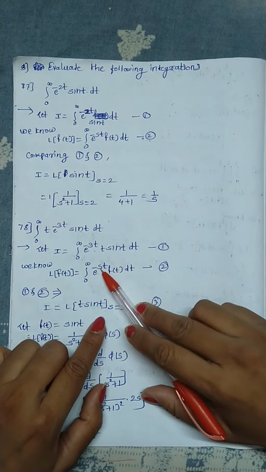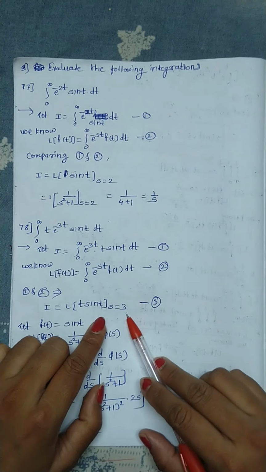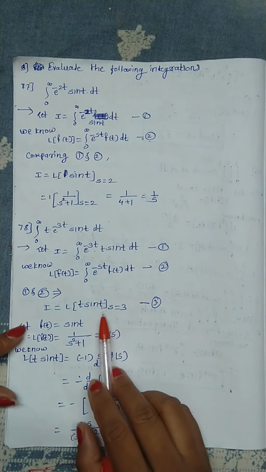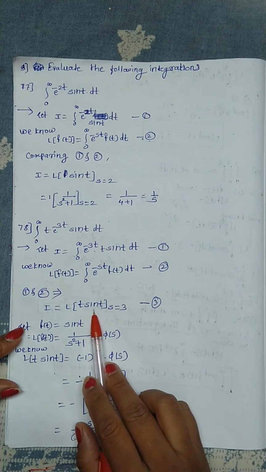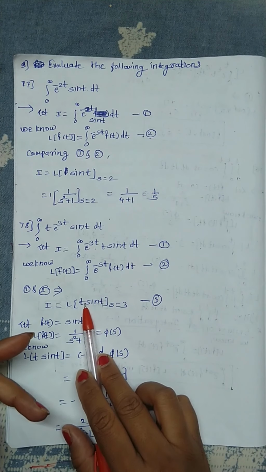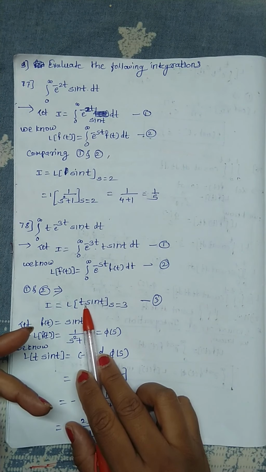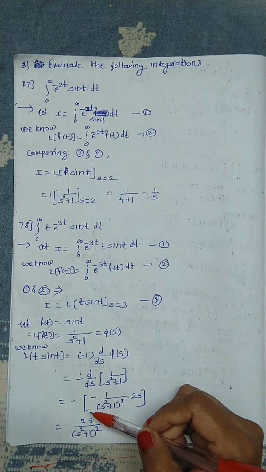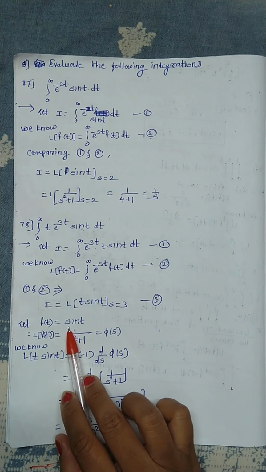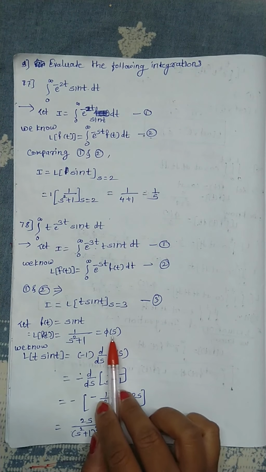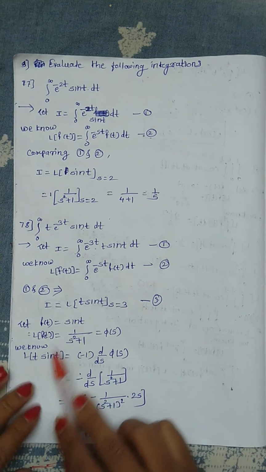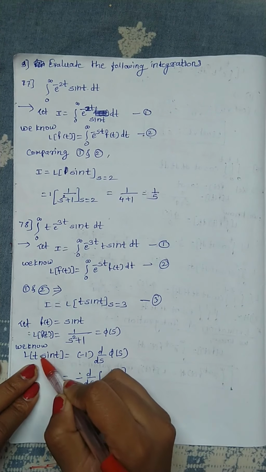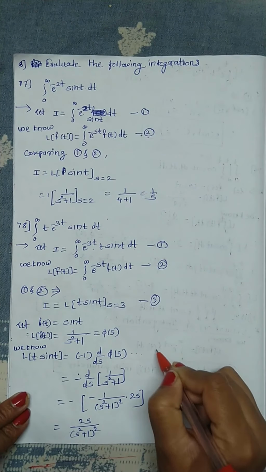What is the s value now? 3. Now how to find Laplace of t sin t? Multiply by t property. It's very easy. Let f of t be equal to sin t, I am just solving this in detail. Laplace of sin t is 1 upon s square plus 1. Call it phi of s. Now the multiply by t property is nothing but, you have to write the property here.